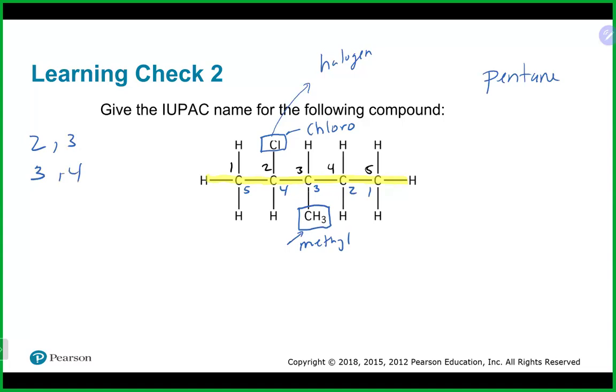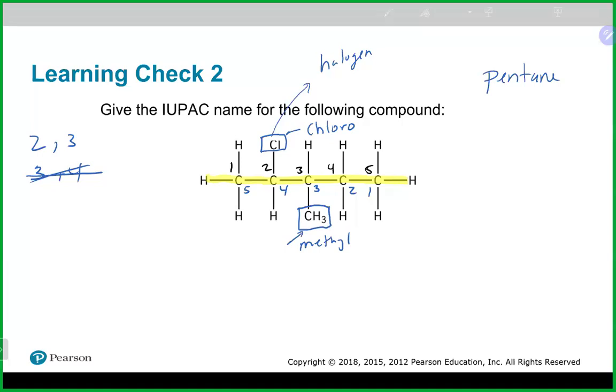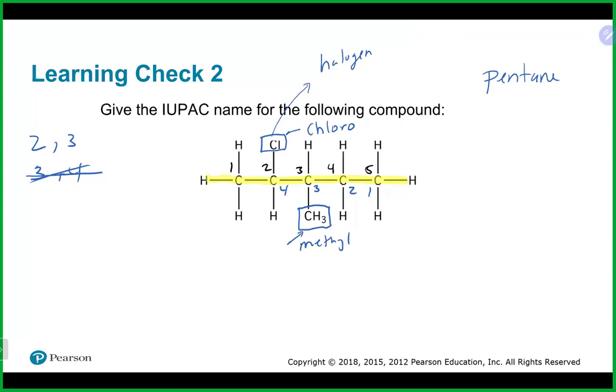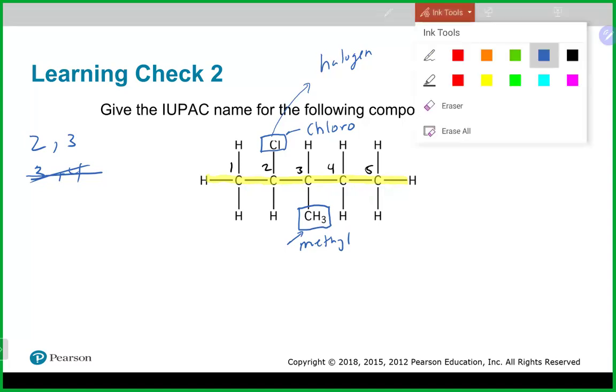Is 2 lower than 3? It is. That's not a trick question. So 2 is less than 3. We would not want to go this way because that's going to give us bigger numbers, and we want to give the groups the smaller numbers. So the proper way of numbering this would be going from left to right. So we'll get rid of these, as this is not the right way to number it.